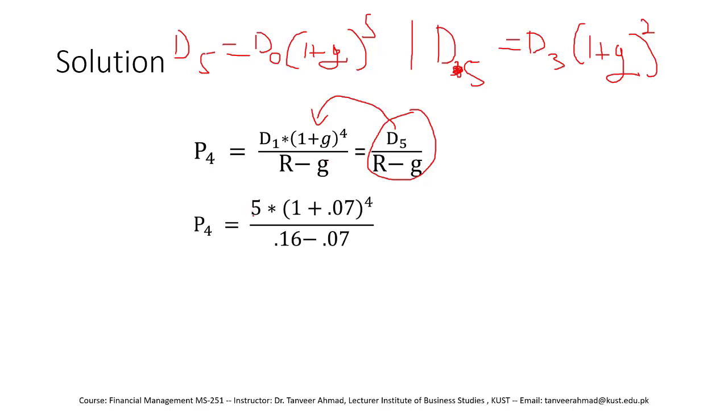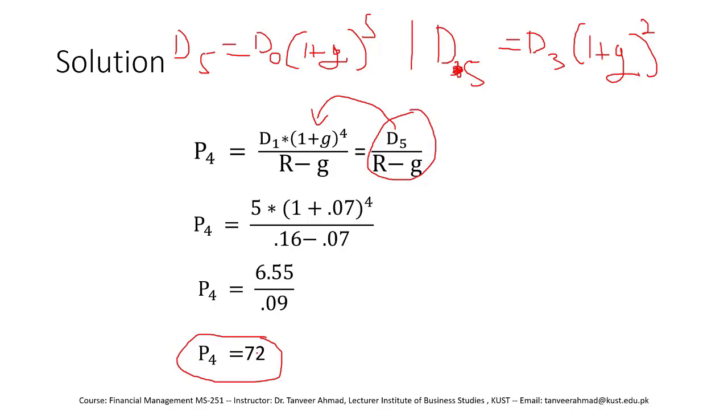Moving on, we know D1 is equal to 5. After we have written this equation, it becomes a plug and play kind of solution. So we just plug the values into this equation. The D1 was 5, g was 7%, and when we solve this, we get the value of 72. So what does this 72 mean? The intrinsic value after 4 years would be equal to 72 rupees. I repeat, the intrinsic value after 4 years would be 72 rupees.